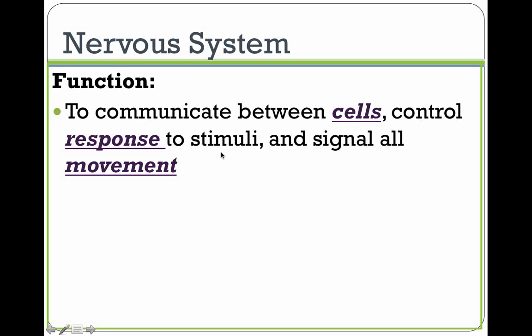What that means is if you hear something, if you see something, if you smell something, the nervous system determines how you respond. So if you hear someone screaming for help somewhere, your brain will interpret that. Your nervous system will interpret that and help you decide what to do.